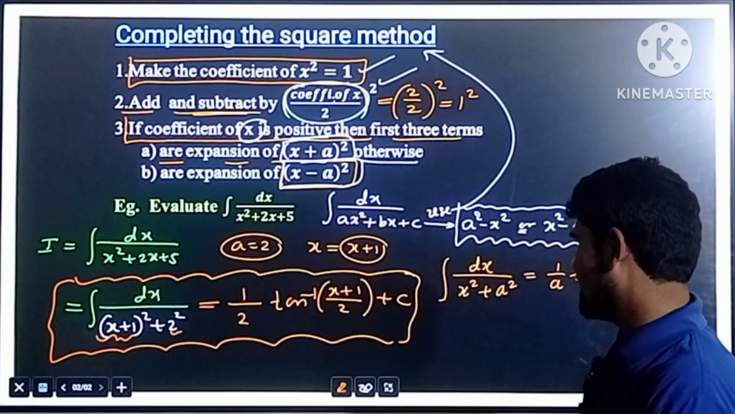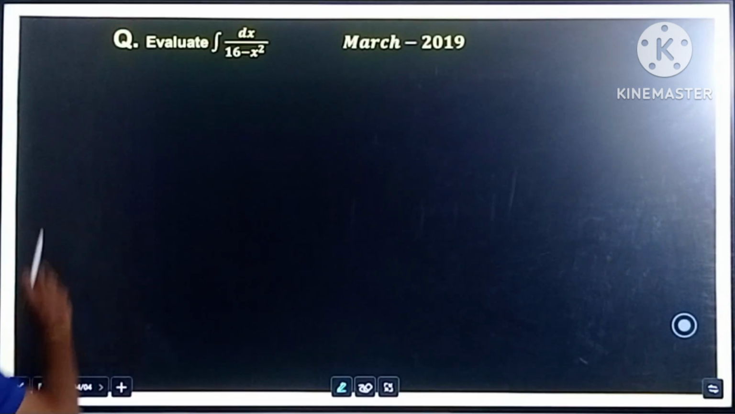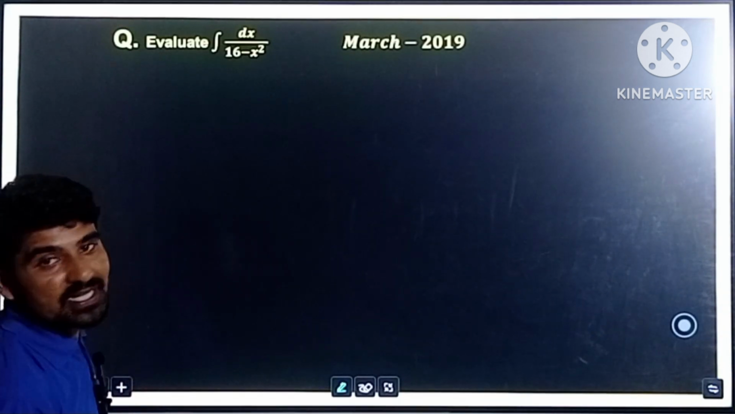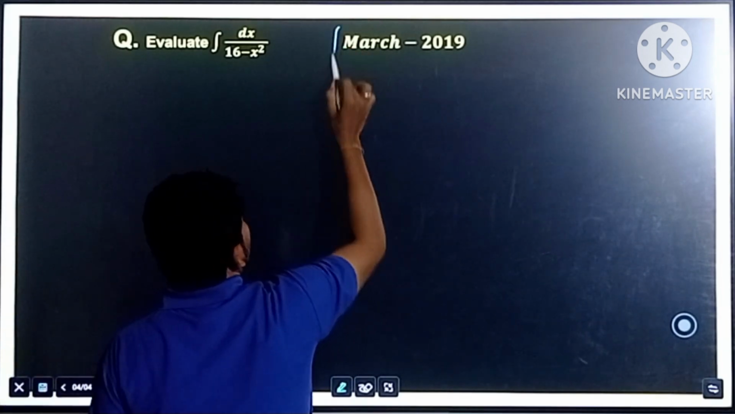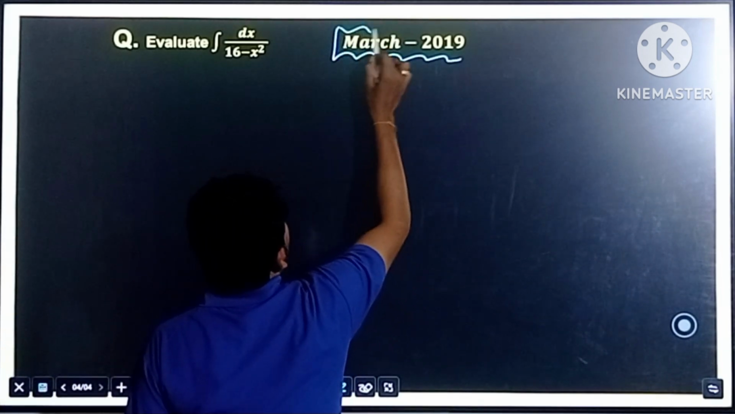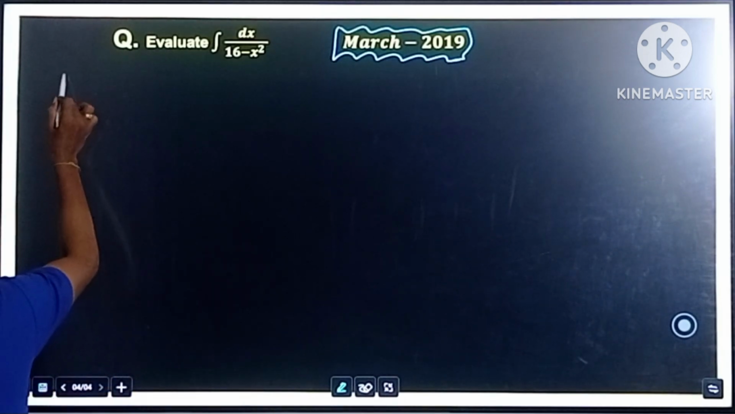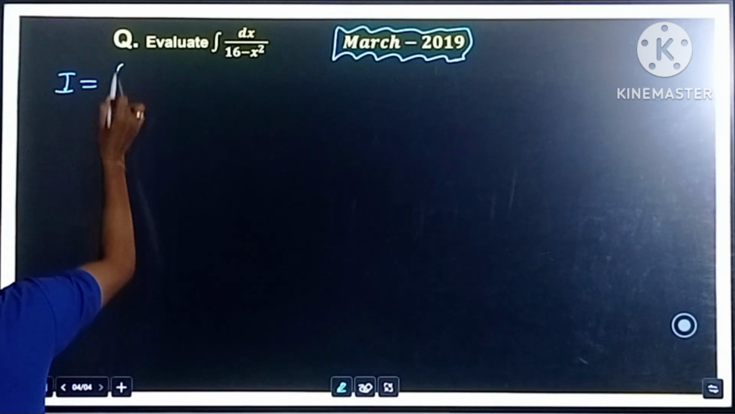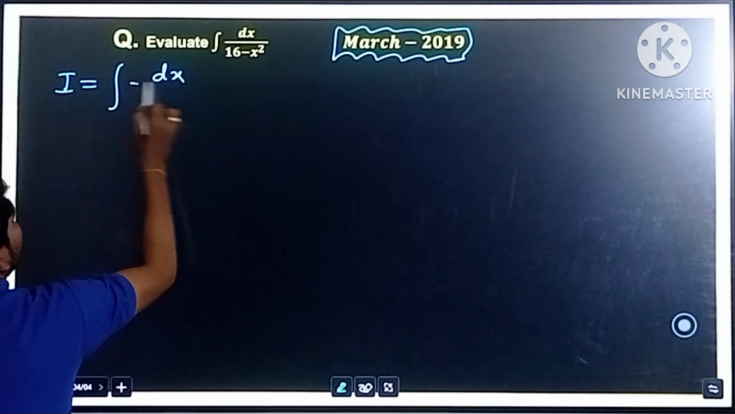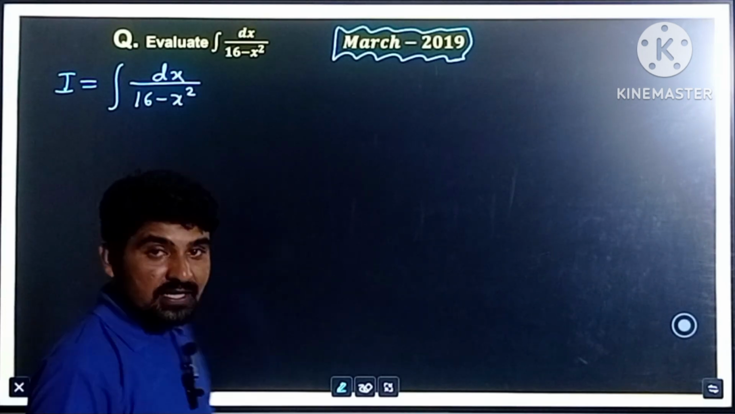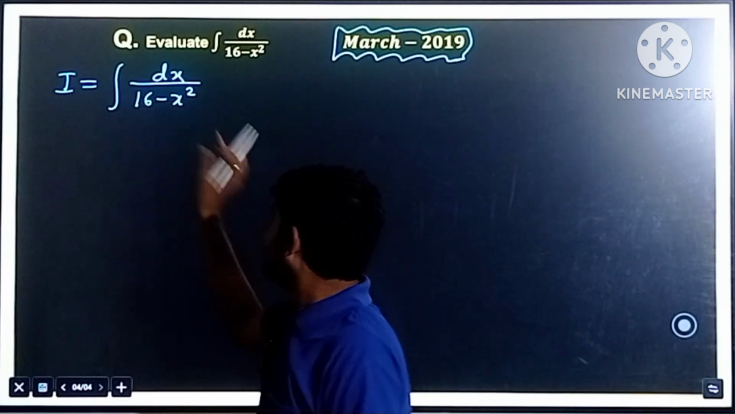Now let's start the second question. Evaluate integration of dx divided by 16 minus x square. This question was asked in the year 2019. To solve, let us consider the given integration problem is I. So I is integration of dx divided by 16 minus x square. Just observe the denominator in this problem.